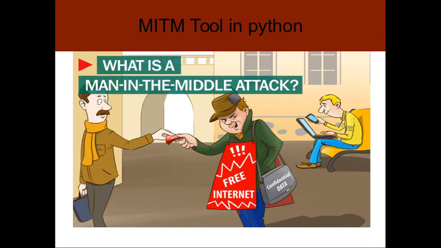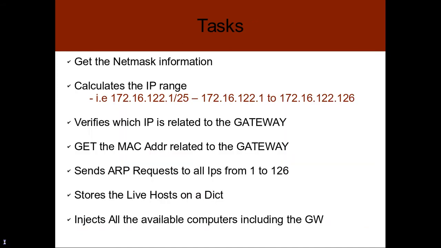So what is a man-in-the-middle attack tool? Let's first go ahead and talk about the task that the tool will do for you. First of all, once you execute the program, it will get the net mask information as well as the gateway IP address, and it calculates the IP range.